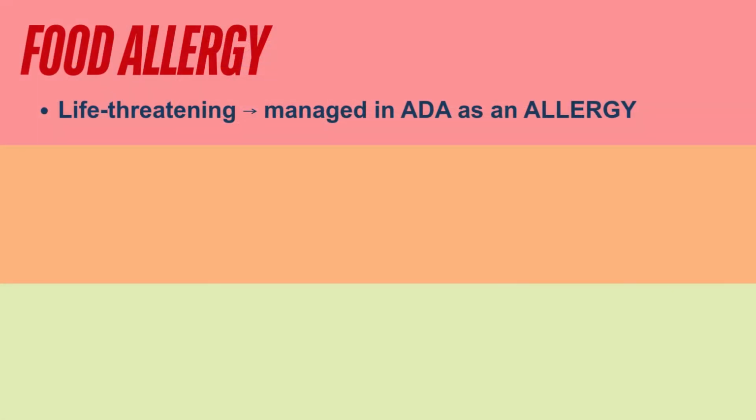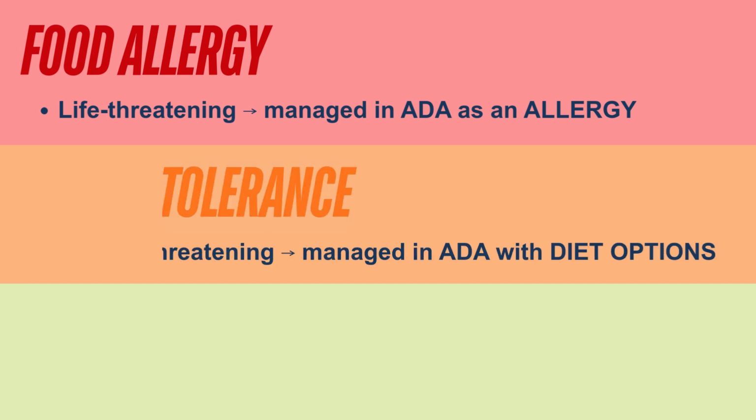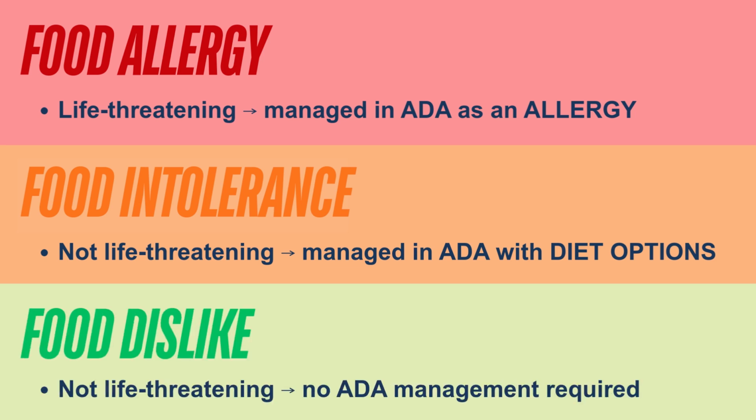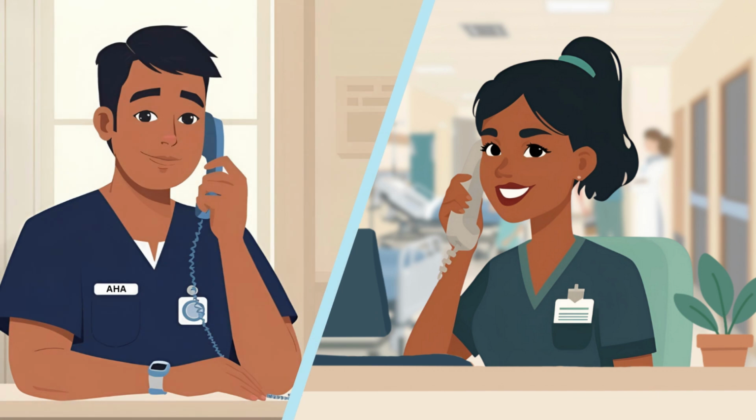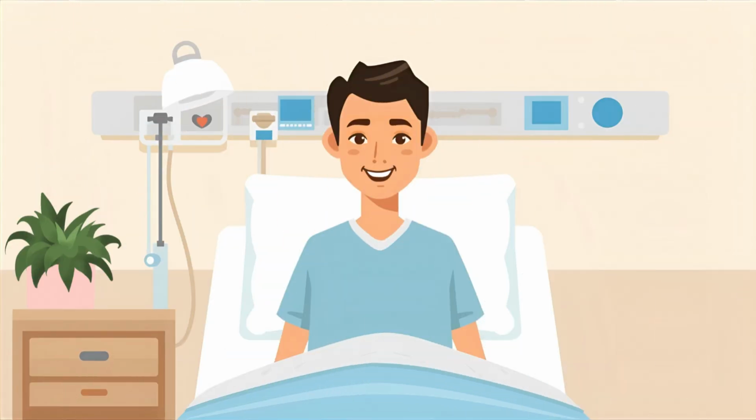To summarize, food allergies must be entered as an allergy into ADA. Food intolerances are managed with appropriate diets in ADA. Food dislikes are not entered into ADA at all. If unsure, always ask. When in doubt, contact your food service allied health assistant. They can help clarify how the entry will affect the patient's menu options and ensure the correct category is used before a meal is ordered.